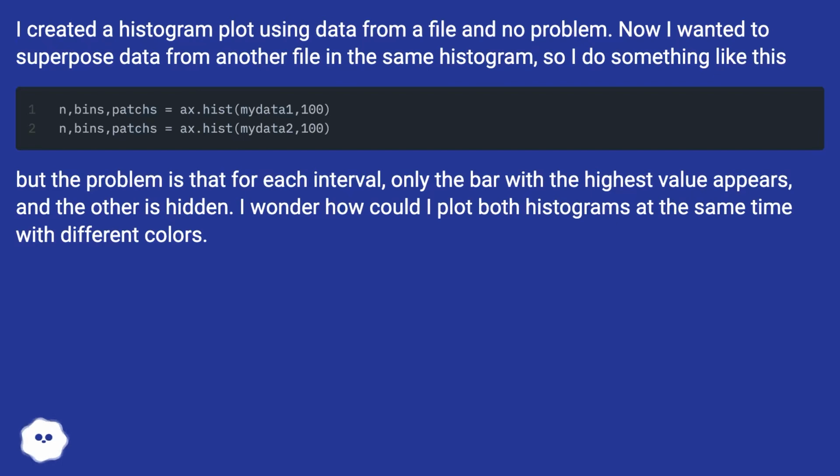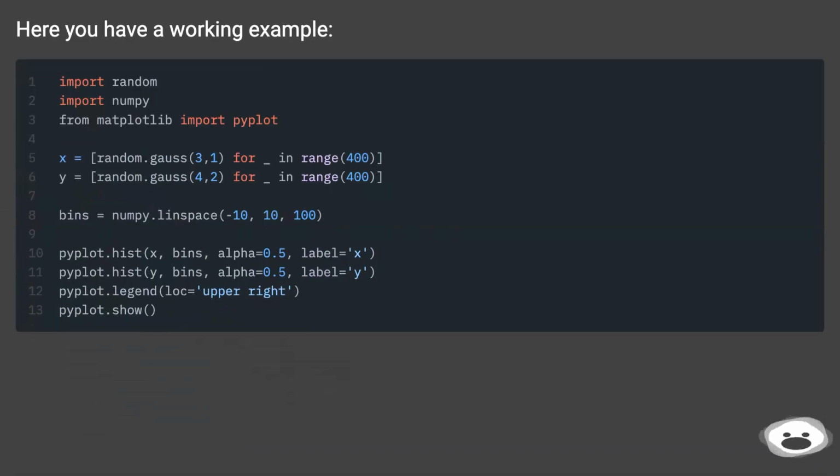But the problem is that for each interval, only the bar with the highest value appears, and the other is hidden. I wonder how could I plot both histograms at the same time with different colors. Here you have a working example.